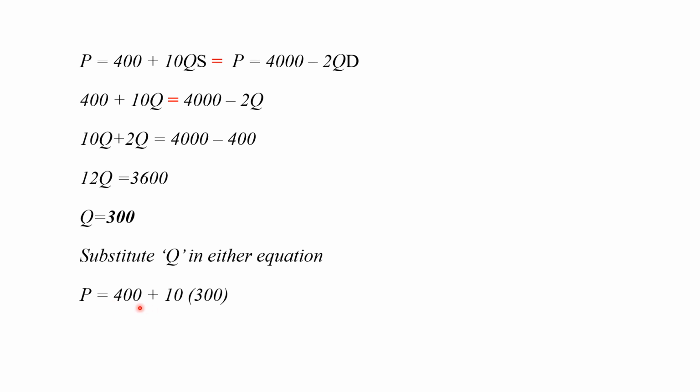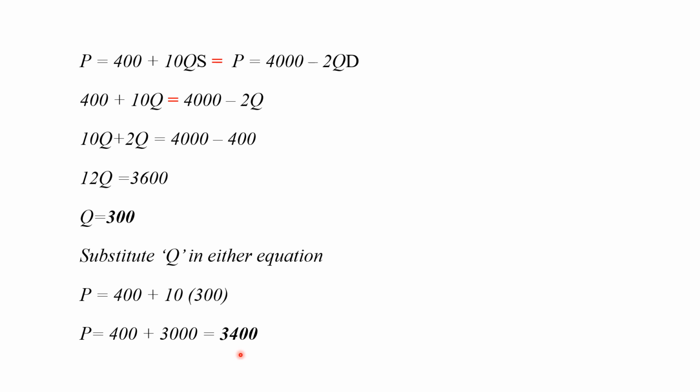So P is equal to 400 plus 10 times the Q, and we'll substitute 300. So 10 times 300 will give you 3000. So P is equal to 400 plus 3000. Then P is equal to 3400.